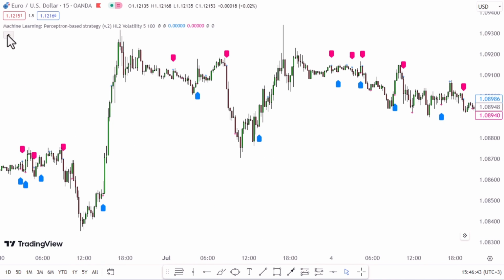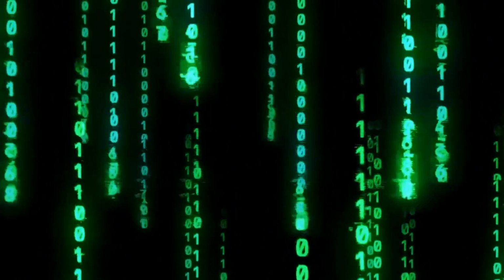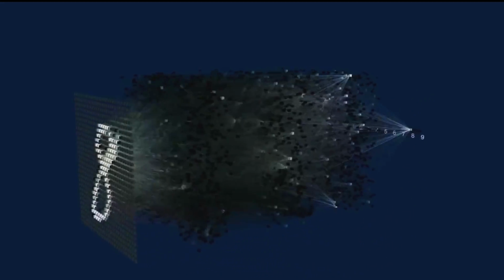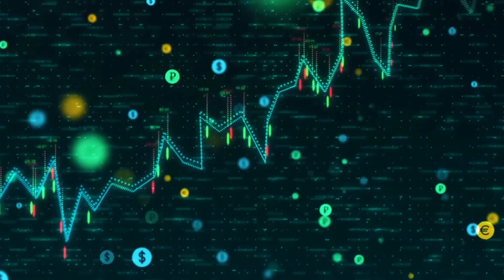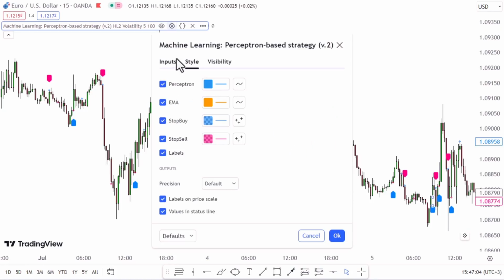Now let me quickly explain what machine learning is. Machine learning trading models use artificial intelligence and statistical models to analyze data and make trading decisions. These models can be trained on large amounts of historical data to identify patterns and make predictions about the future of the market movements.